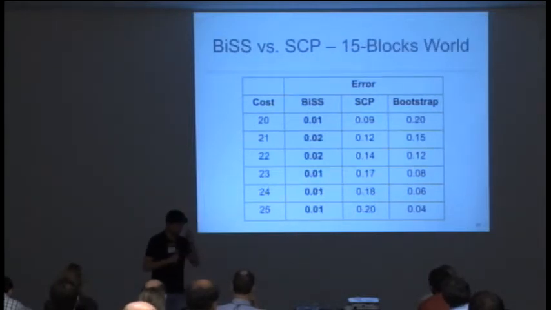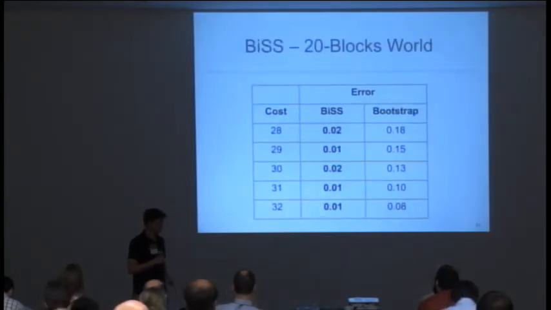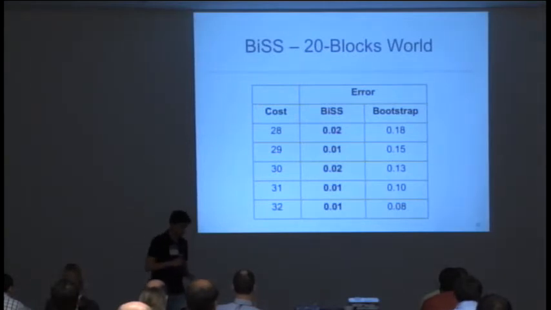But if you move to the blocks world, let's say you have 15 blocks, and then we make almost perfect predictions over here across problems with different solution costs. If we scale up to 20 blocks, then SCP doesn't scale very well actually, and that's why you don't see it here. And we still make almost perfect predictions anyways, so that's quite interesting.